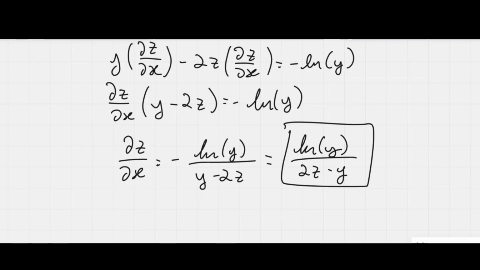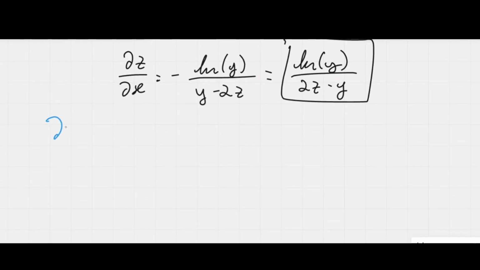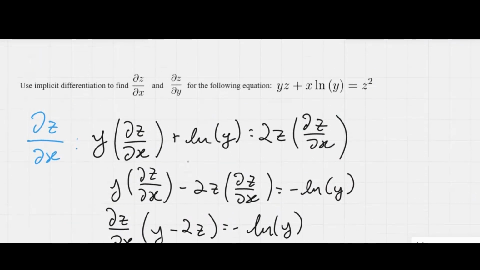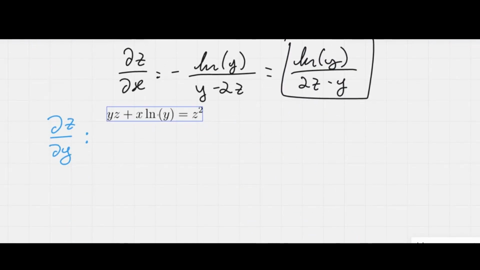Alright, we have to do the same thing now for del z over del y. Let's remind ourselves of the function yet again. So we have yz plus x ln y equals z squared. This time we might have to do the product rule over here, and then over here we can simply take out the x, and then we might have to do the chain rule over here. Let me copy over this function and bring it down over here, just to remind ourselves.